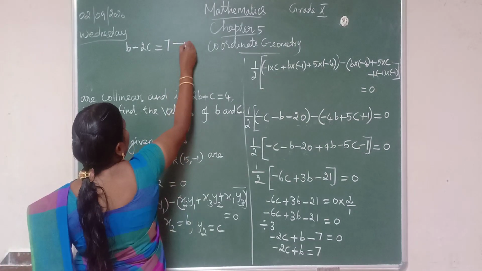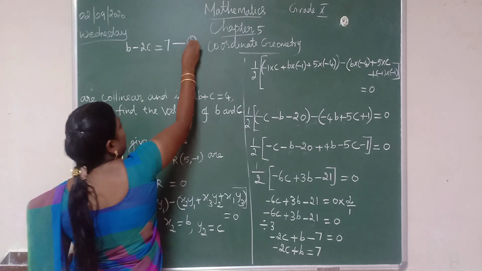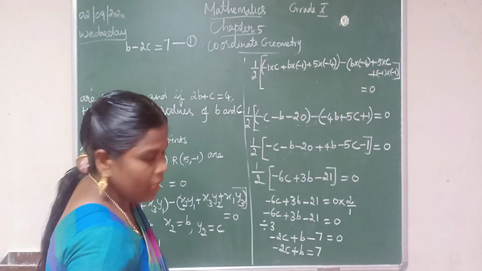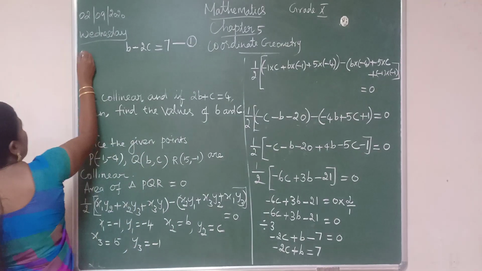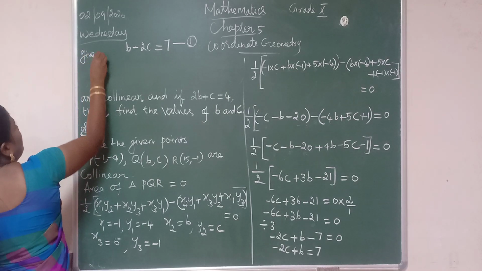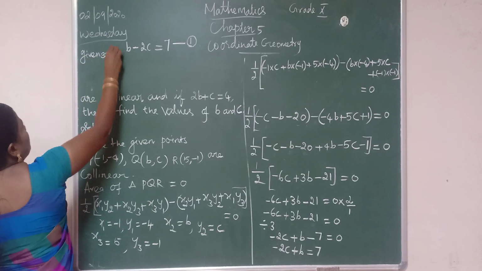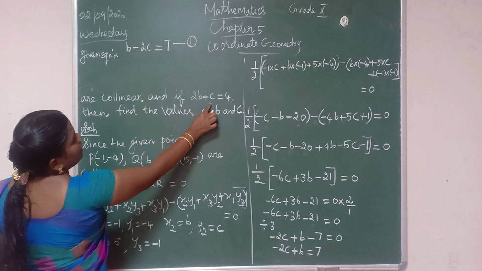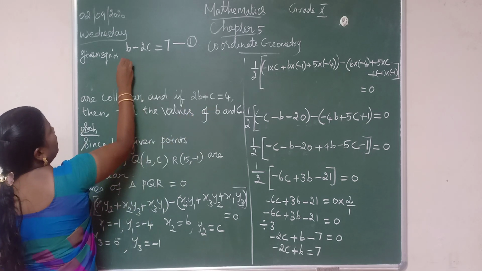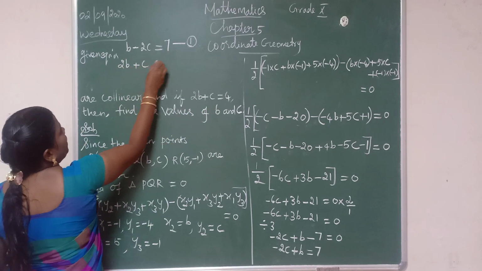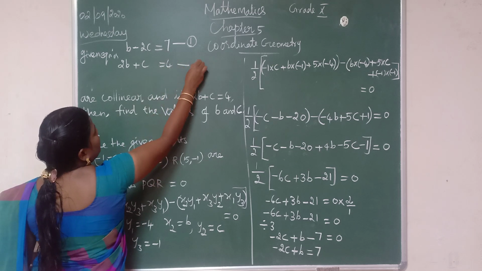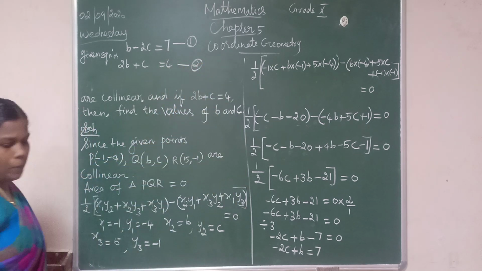Equation number 1. Now let's use the given equation. What is the given equation? 2b plus c equal to 4. 2b plus c is equal to 4. Equation number 2, let's take it.